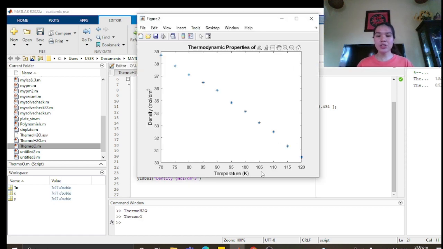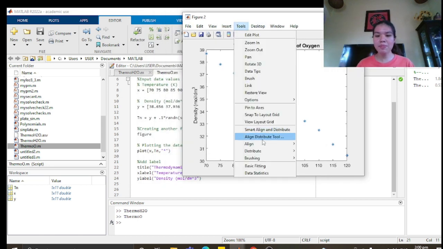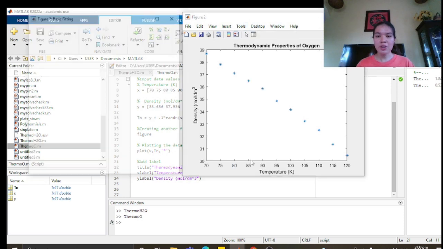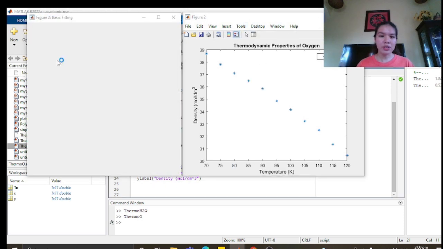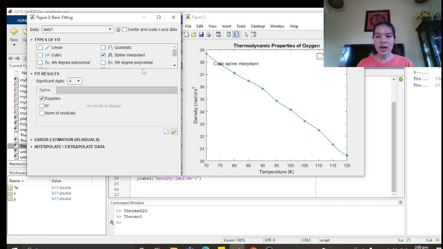Here is the plot of the thermodynamic properties of oxygen, where the x-axis is the temperature and the y-axis is the density. So we are going to choose what's the best fit for these data points. So first we are going to see the spline interpolant. As you can see, it has a smooth line connecting all the data points.